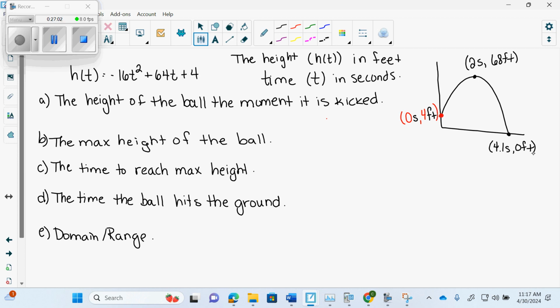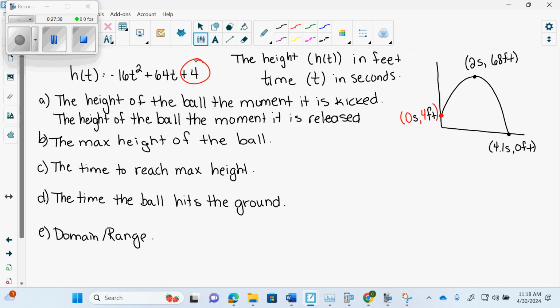Okay, let's answer some questions. The height of the ball the moment it was released. 4 feet. How many marks are you getting? 0. So, I actually gave 0.5 because I was kind. The height of the ball the moment it was released is the y-intercept, which is this. 4 feet. Didn't even need my calculator, correct?